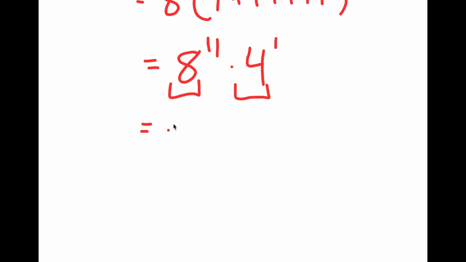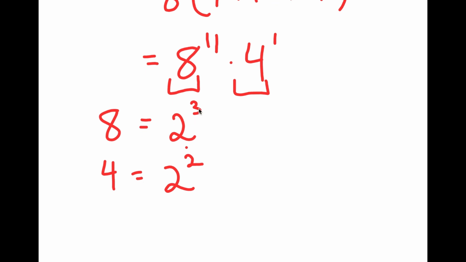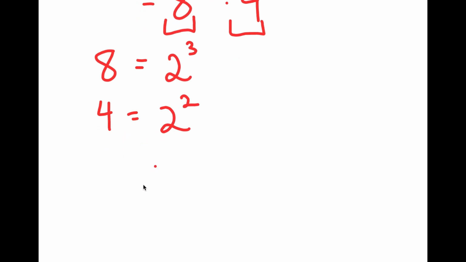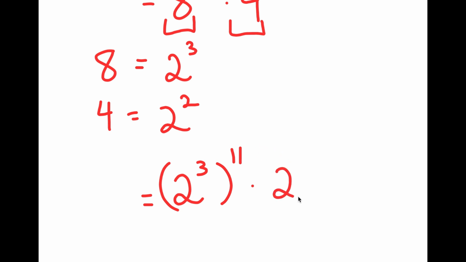So both of these have a common base of 2. 8 is the same thing as 2 to the power of 3, and 4 is the same thing as 2 to the power of 2. So what I'm going to do is replace 8 with 2 to the power of 3 and replace 4 with 2 to the power of 2. So now I get 2 to the power of 3, to the power of 11, times 2 to the power of 2.